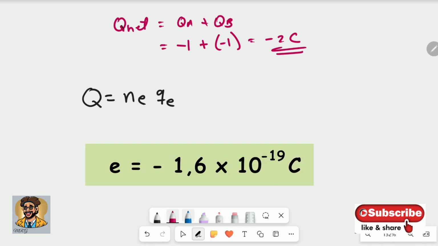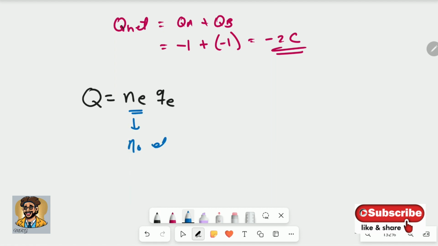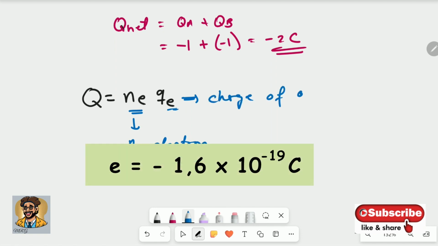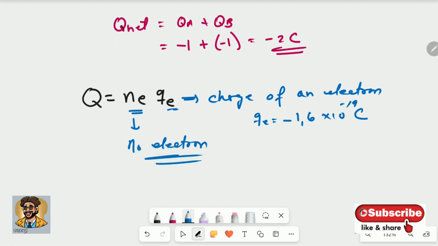This n stands for the number of electrons. This Qe is the charge of an electron. This one is what is constant. It is equal to minus 1.6 times 10 to the minus 19 coulombs. That is a constant which you are going to get.